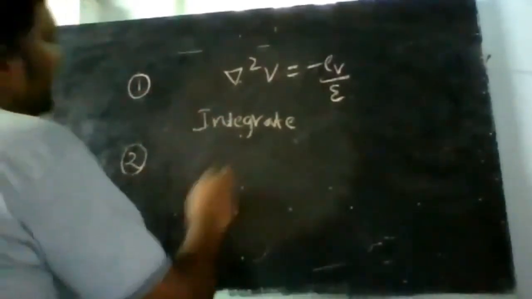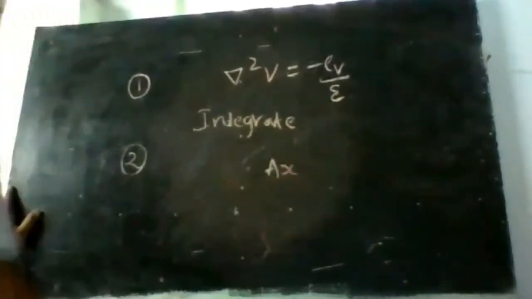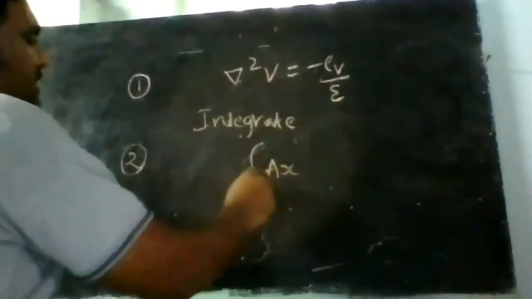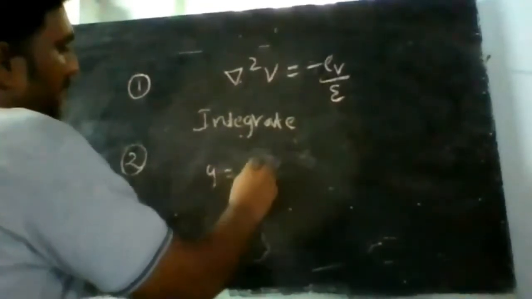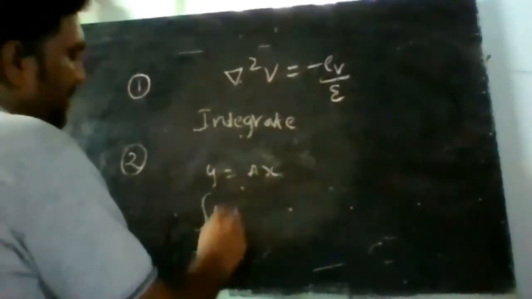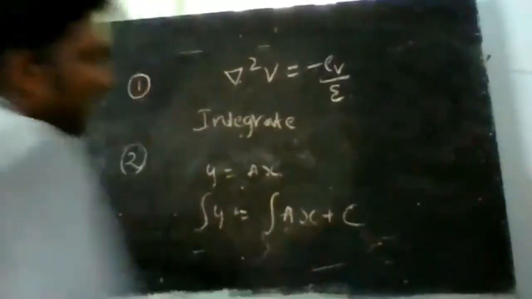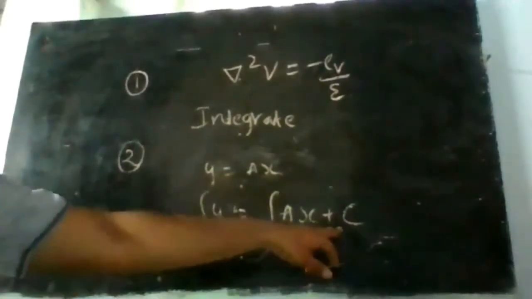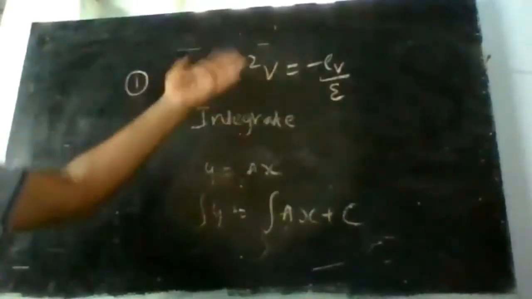For example, when I integrate, let's say, ax, in general what should be the value when I integrate? If y is equal to ax, then the integral of y in general form is the integral of ax plus some constant of integration, correct? So we have to assume some constants of integration when integrating this expression.